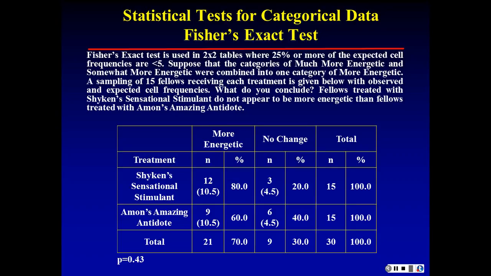In parentheses, we have the expected cell frequencies. Are any of these expected cell frequencies less than 5? All right, 2 of them are, so we would use Fisher's exact test. The p-value is 0.43, which indicates what? Right. And this is in contrast to the first example that actually favored Dr. Scheichen's group.